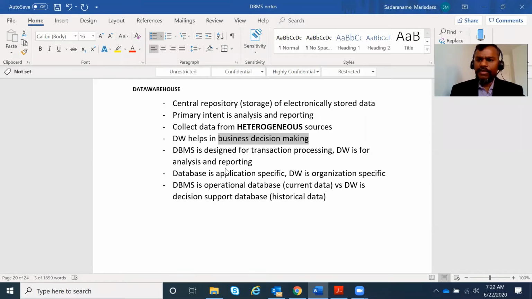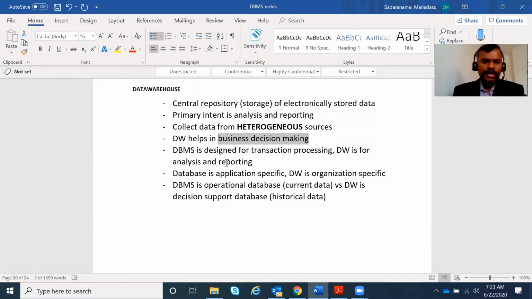If you guys have questions, feel free to speak up. So from the time you start booking your tickets until you finish booking, take a printout of your ticket, that's one transaction. So a DBMS will basically store transactional data, anything that happens day to day. Whereas data warehousing is for analysis and reporting. Why reporting? Because a lot of times I go to my team and say, can you give me a report of something? So they should be able to pull the data and give it to me, right?